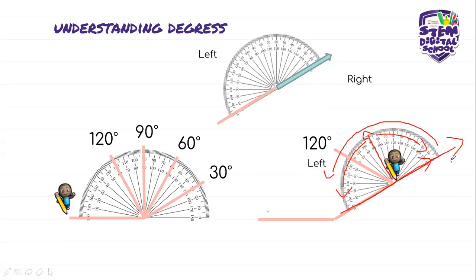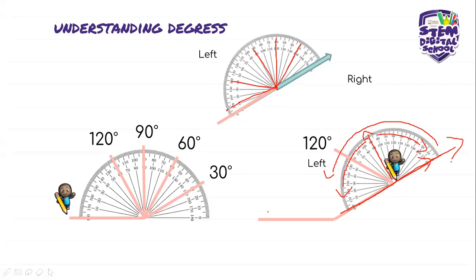So if I say turn left by 30, it will be there. Left by 60, it will be there. Left by 90, he will turn over there. Left by, let's just say 140, it will be there. Or left by 170, he will turn left to any one of those degrees.